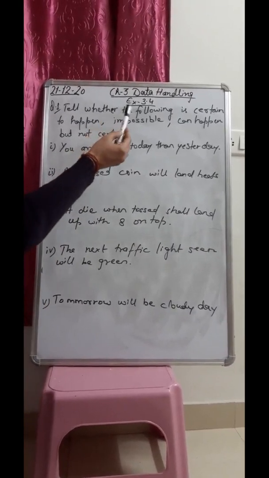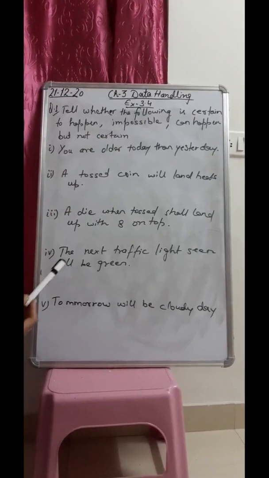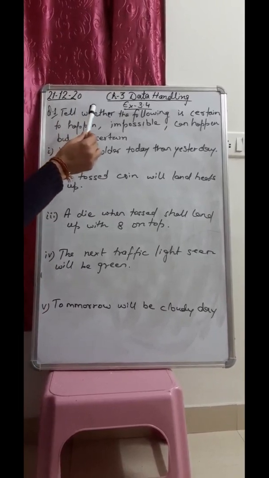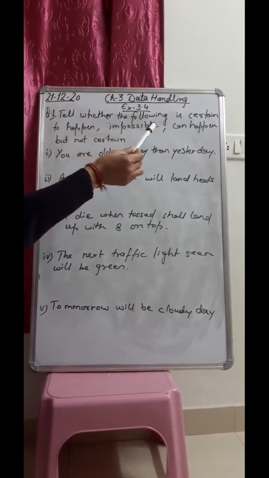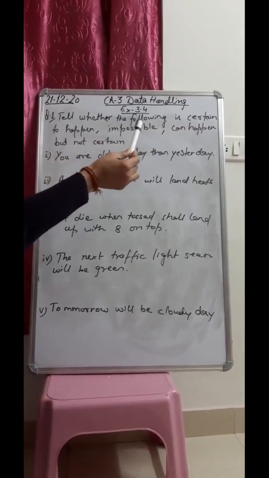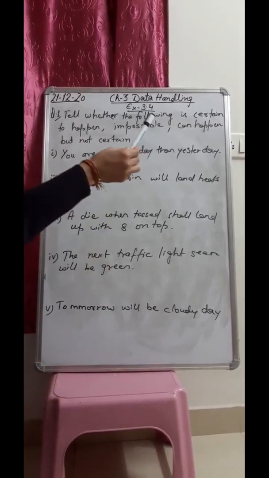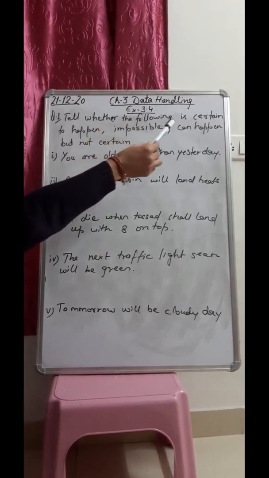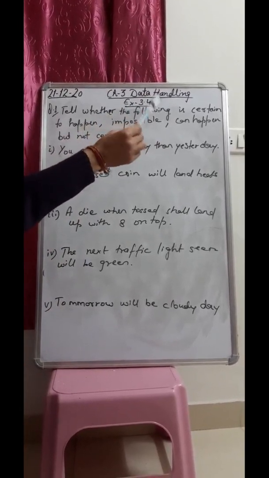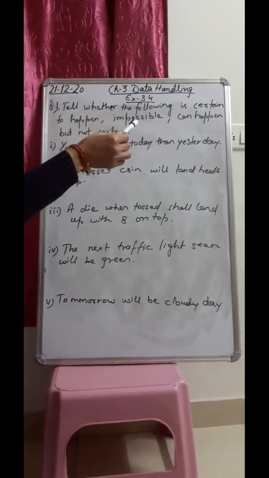Now students, we are going to start exercise 3.4. In 3.4, question number 1 is: tell whether the following is certain to happen, impossible, or can happen but not certain. So here there are 3 choices. First is certain to happen. Certain to happen means we are sure that thing is going to happen.